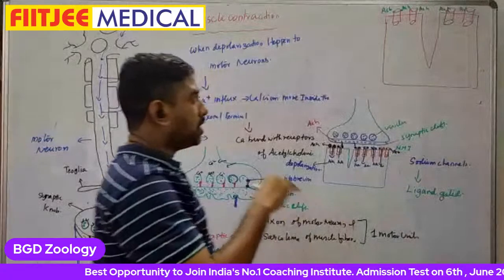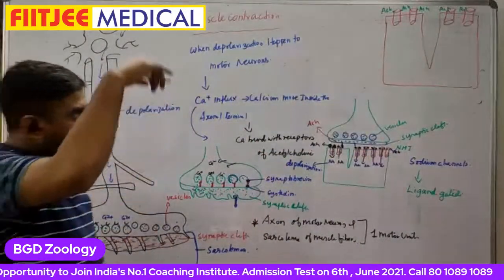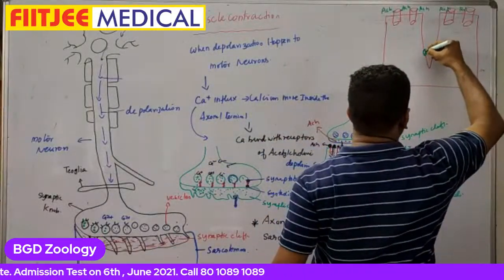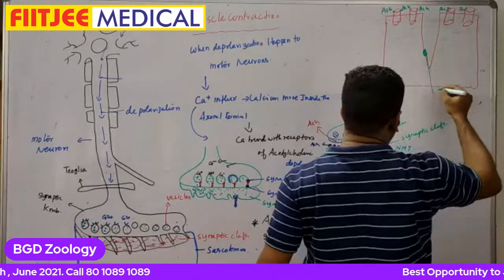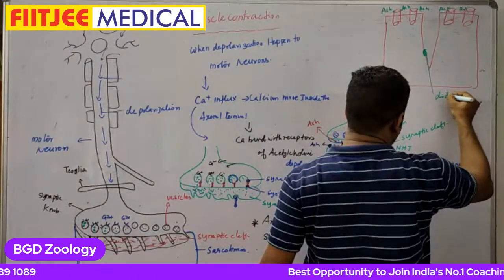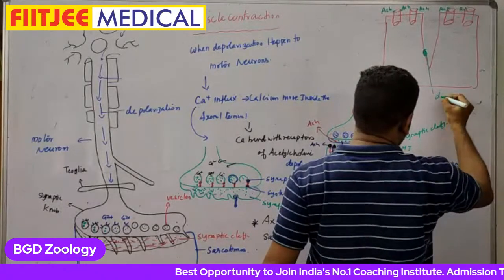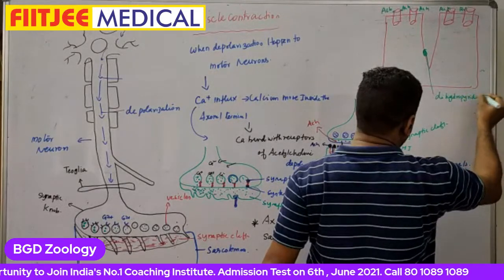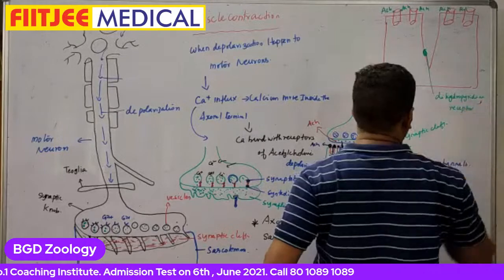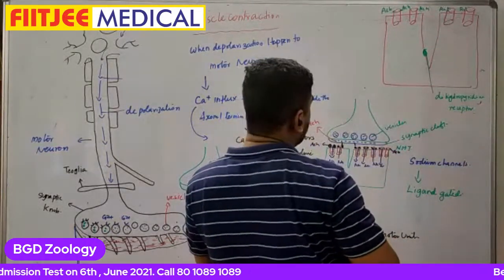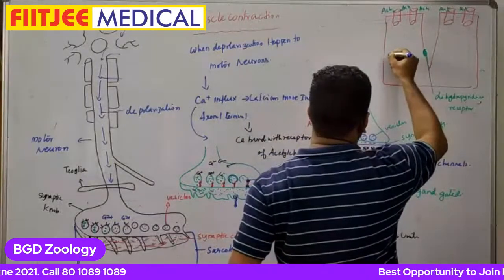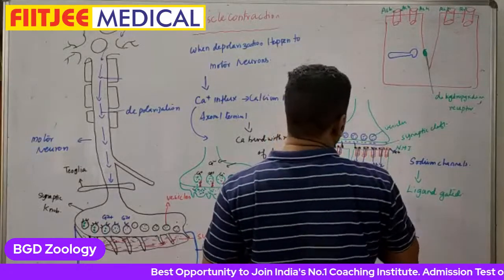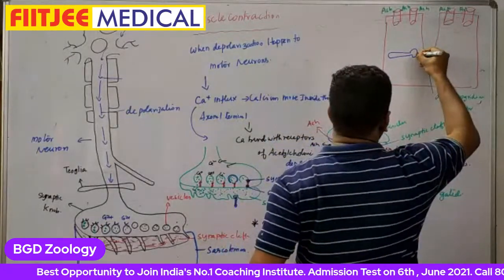Right. So depolarization comes up. Once this depolarization, first, listen very carefully. This will stimulate the dihydropyridine receptors. We already learned about it. You can go back and see the diagram. Dihydropyridine receptors. Right. Now, their stimulation will stimulate the next one, and that we call ryanodine receptors.